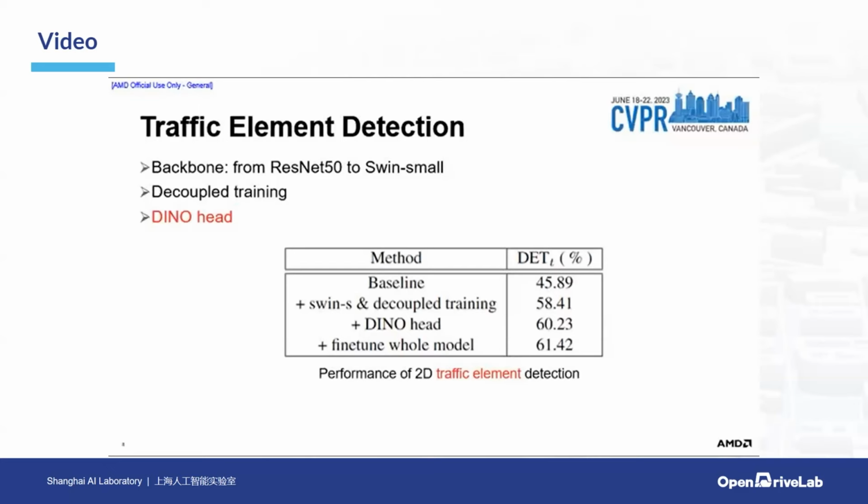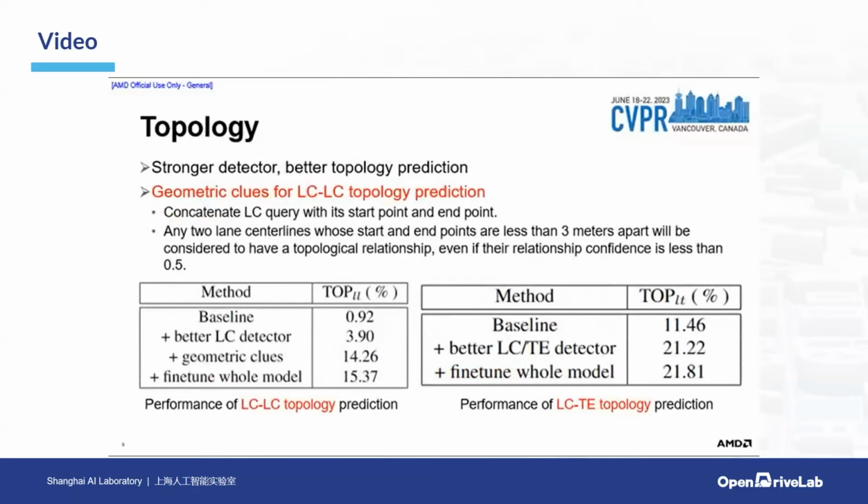For the topology prediction, we find the performance of the topology prediction is highly related to the performance of the LC and TE detectors. We encourage the topology predictors to perform fine-tuning based on the detection results. Especially for LCLC topology prediction, we introduce geometric constraints to assist in predicting the topological relationship between lane lines.